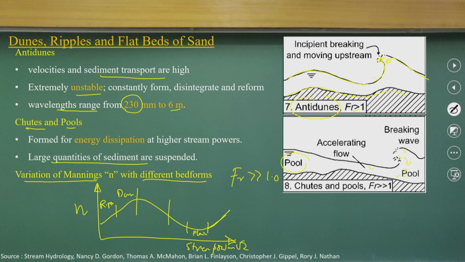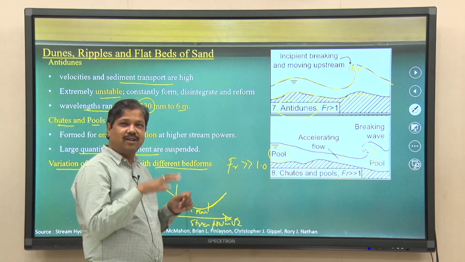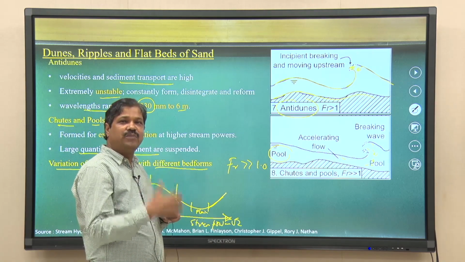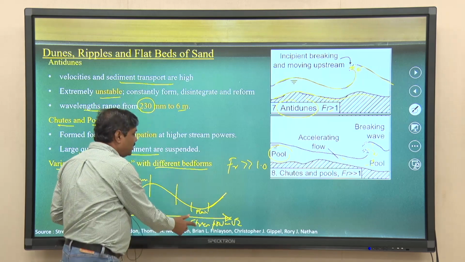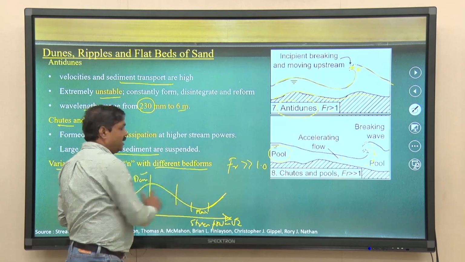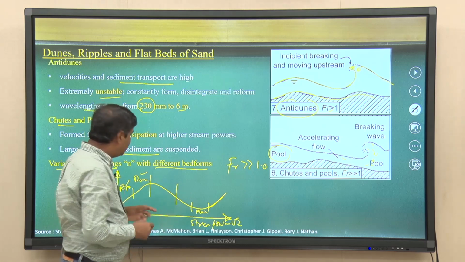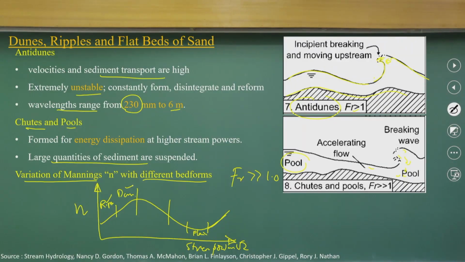So, the n value, which represents the flow resistance or energy dissipation, also depends upon the stream power and the bed forms. Beds are not perfectly plane; the bed changes from ripples to dunes to antidunes, then you have a plane surface. In this chain of processes, as the stream power increases, the n value varies like this. That is what we should know.